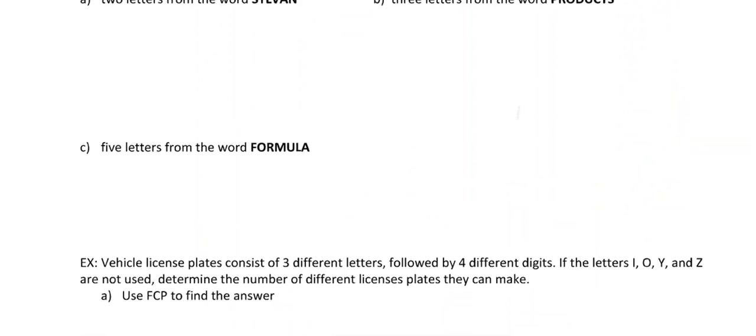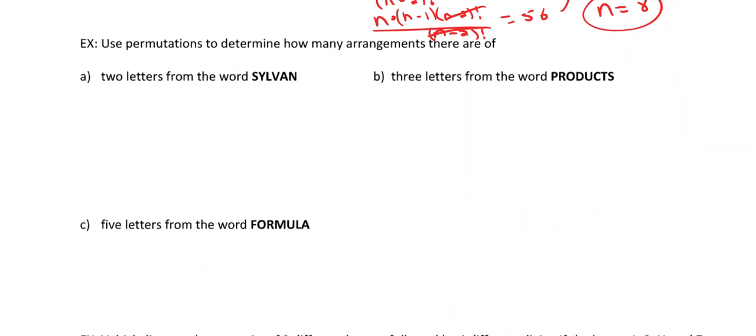All right, moving on. Okay, so it says use permutations to determine how many arrangements there are of 2 letters from the word Sylvan. So this is the same thing we were doing before, right? With the spaces. Before it would have been 2 spaces, with 6 to choose from. So it would have been 6 times 5. So I'm expecting my answer is 30. This would be the exact same thing as saying of the 6 letters, we're going to pick 2 of them. So that's also 30.